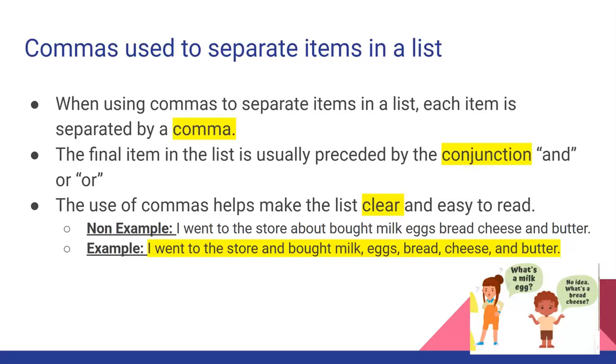So again, when we're talking about items in a list, we're mentioning several items together. We're going to separate them all by a comma. And usually before the last item, which in this sentence is butter, we are going to see either the conjunction and or the conjunction or, just like we do here. All right, last thing I'm going to say before I move on. Number one, make sure you have everything that's highlighted in yellow copied onto your note-taking sheet.